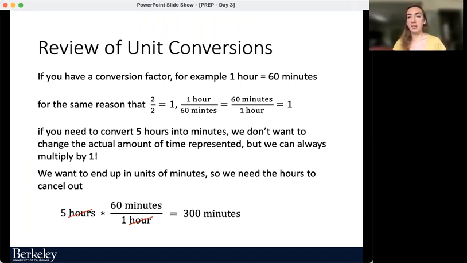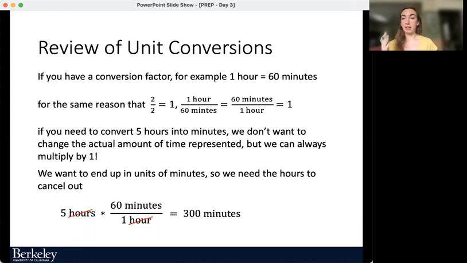So if I'm converting hours to minutes, then I'm going to multiply by 60. But if I was converting minutes to hours, I would divide by 60. So I just always keep track of which units I want to keep and which units I want to go away. And so if I have hours and I'm converting them to minutes, I want hours on the bottom, so those hours will cancel out and they'll go away, and I'm left with minutes.